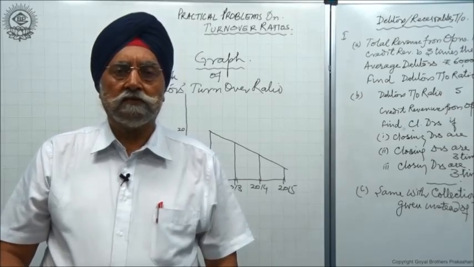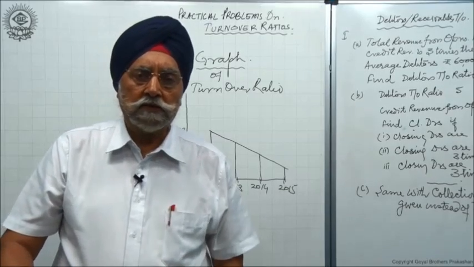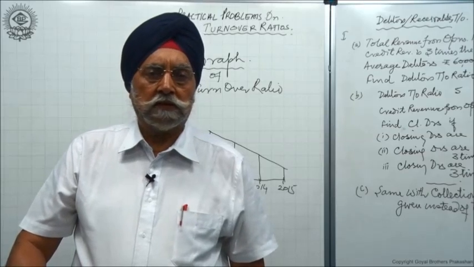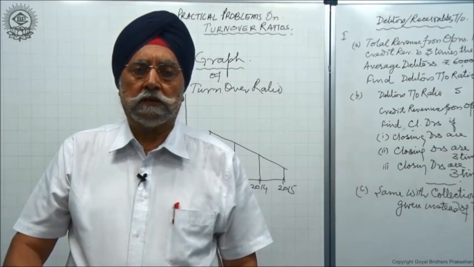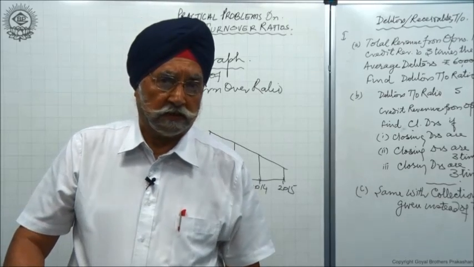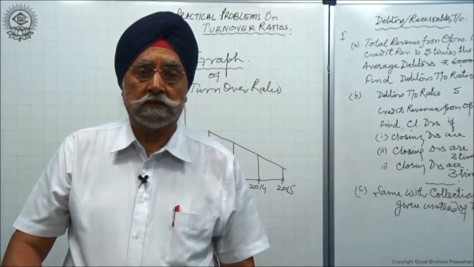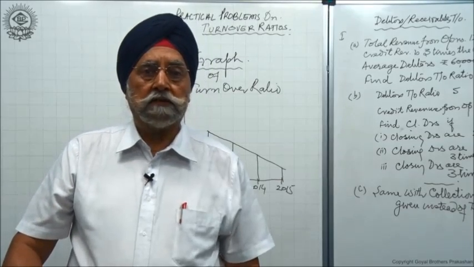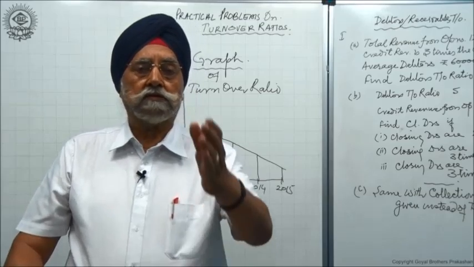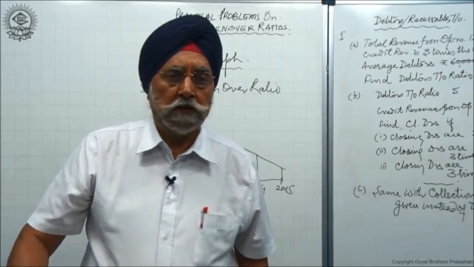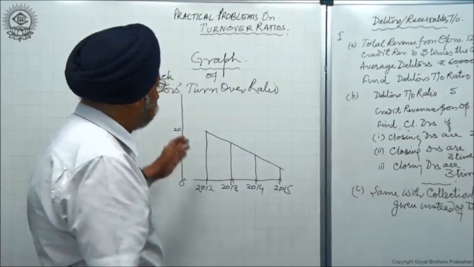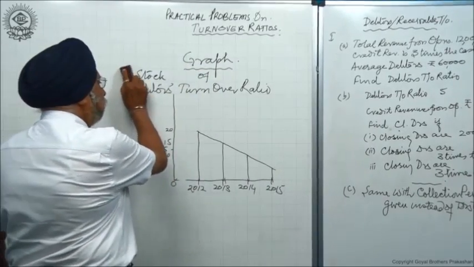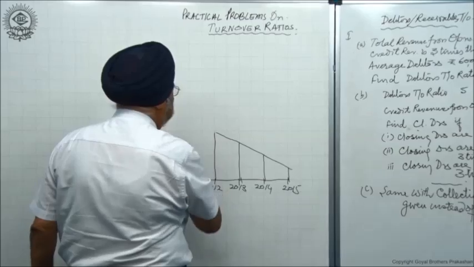Similarly, if the stock turnover ratio is going down, that shows that the stock is not efficiently and effectively converted into sales. It takes a very long time to convert the stock into sales. The stocks are piling up in our godowns. So this is how you can show the graph of the turnover ratios if ever it is asked of you.